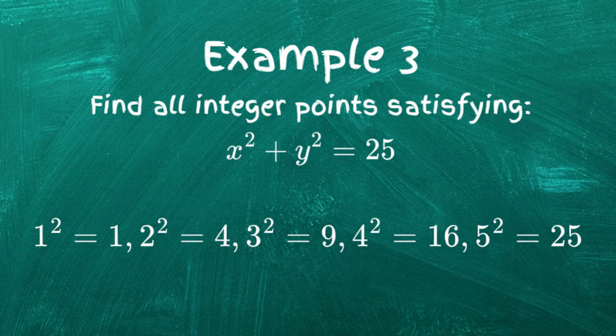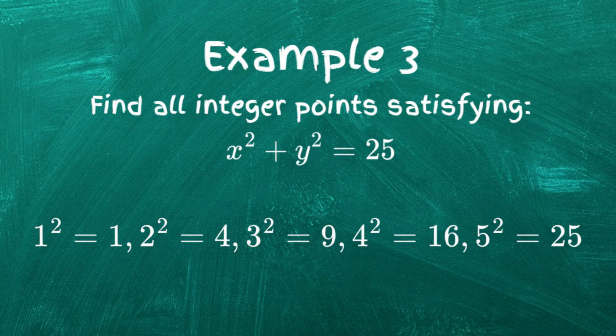Now, next you look for pairs that add up to 25. We have 0 squared plus 5 squared is equal to 25. So the corresponding integer points are (0, 5) and (0, -5). So you pair it up. So 5 squared plus 0 squared is equal to 25. So you also have (5, 0) and (-5, 0).